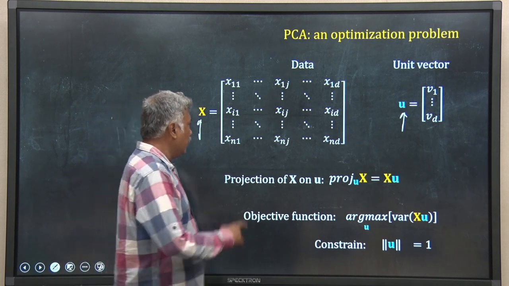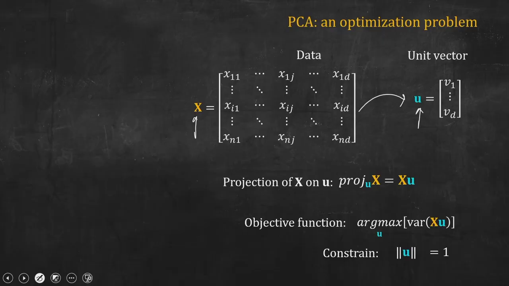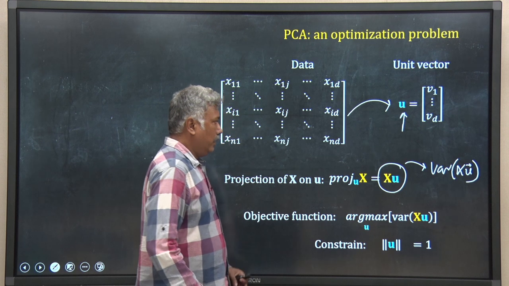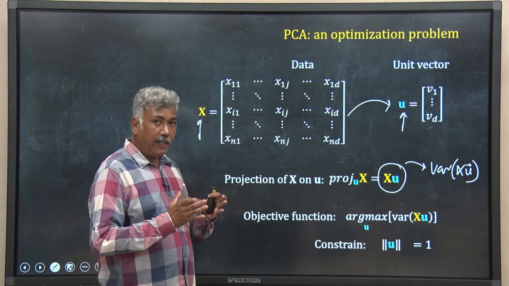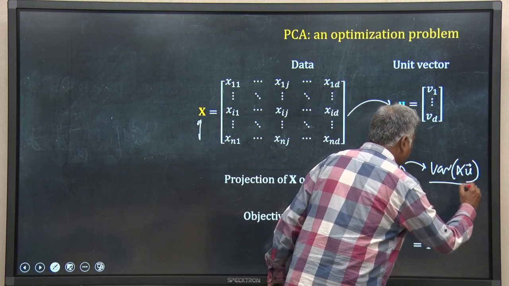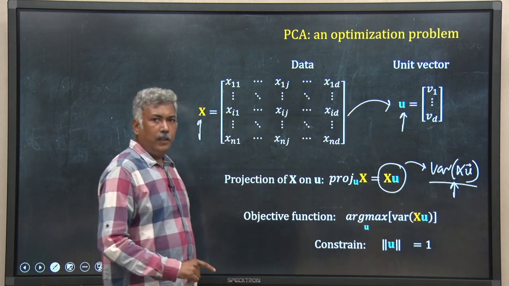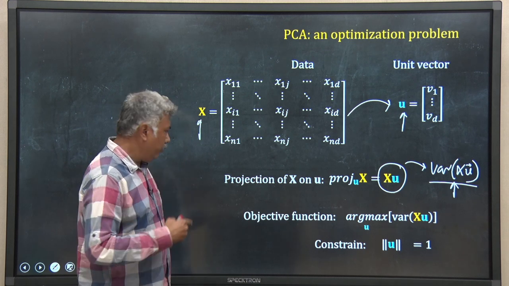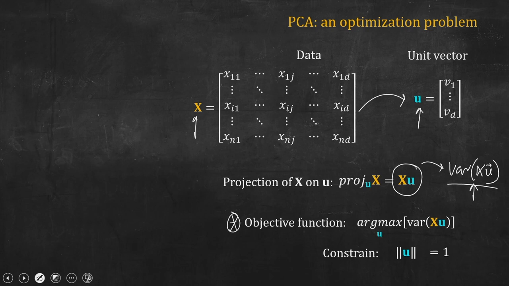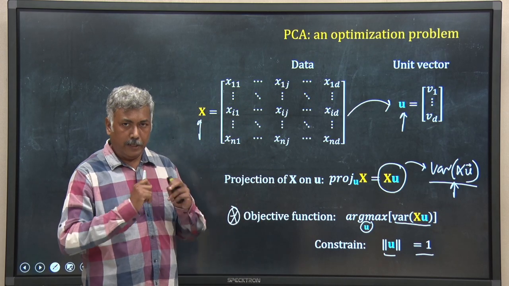What is the requirement? If I project this data on u, the projected data will be Xu, and its variance will be variance of Xu. I want to find a u, a unit vector, in such a way that this variance of Xu is maximum. So, I am formulating an optimization problem where the objective function is to maximize the variance of Xu by selecting a suitable u, with a constraint that u must be a unit vector, the magnitude of u should be 1.